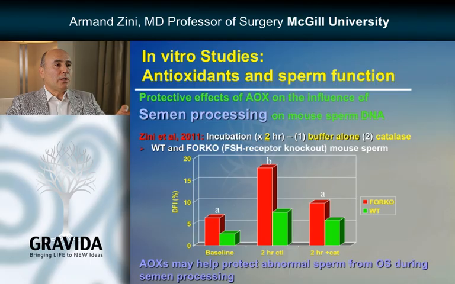We recently showed, again along these lines, using an animal model, that if you take sperm from a normal wild-type animal and incubate the sperm over time, whether or not you use an antioxidant does not afford protection. However, if you take abnormal sperm from, in this case, FSH receptor knockout mice, when you incubate the sperm without an antioxidant, you will see some damage. If you add an antioxidant, here we're using catalase, you will protect sperm from oxidative stress. So antioxidants may help protect abnormal sperm from oxidative stress during semen processing.